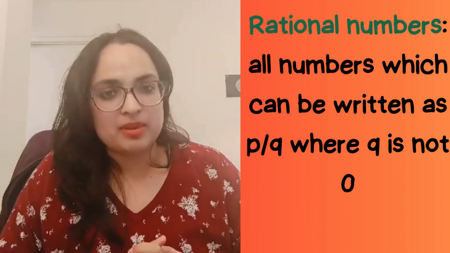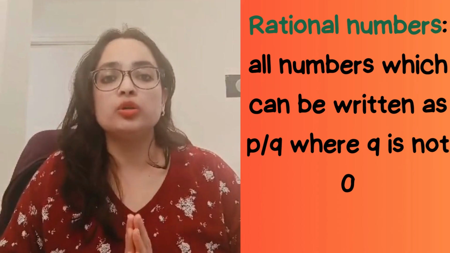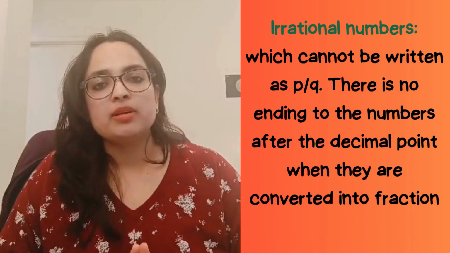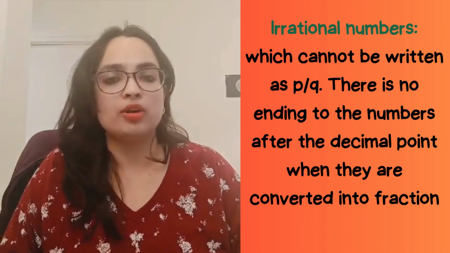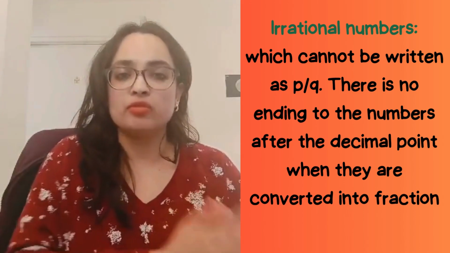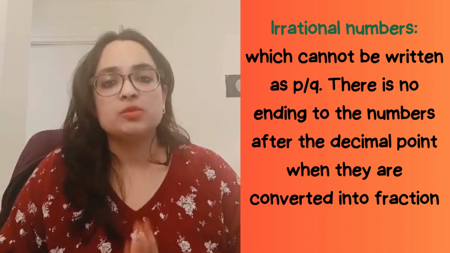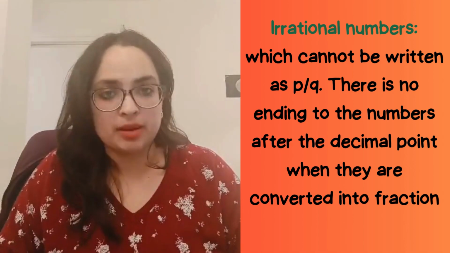Next type of numbers are rational numbers. Rational numbers are numbers that can be expressed in the form of p by q, where q is not equal to 0. Next is irrational numbers. Irrational numbers are numbers like √2, √3, √5, √6, √7, etc. The numbers which cannot be expressed in the form of a proper fraction are known as irrational numbers.